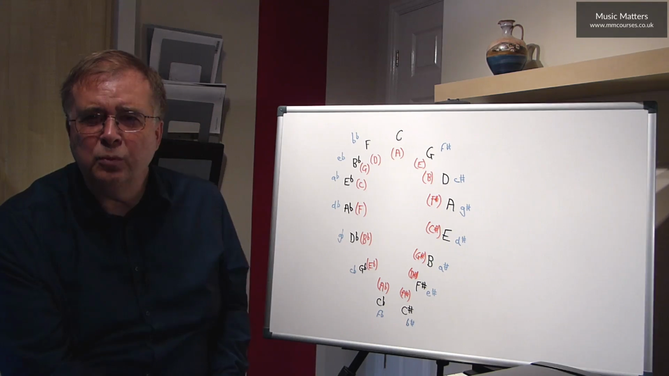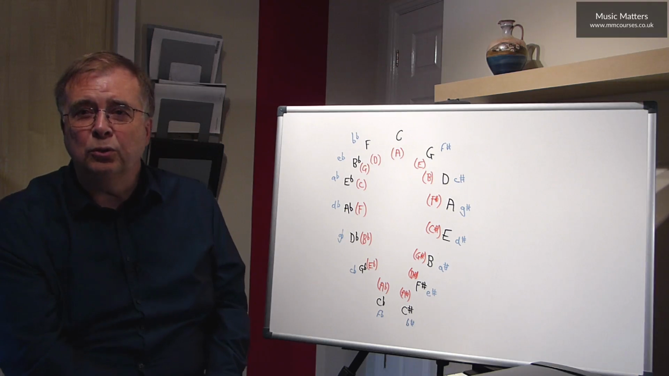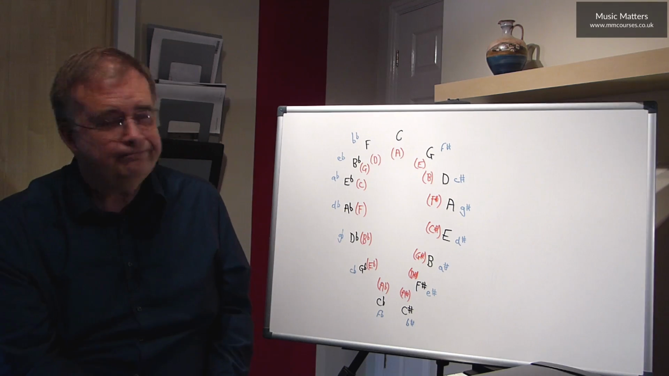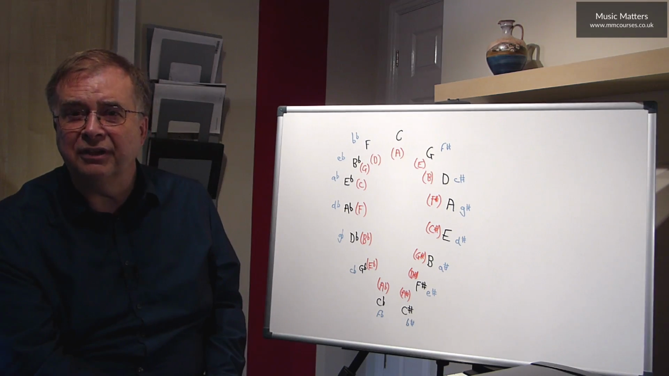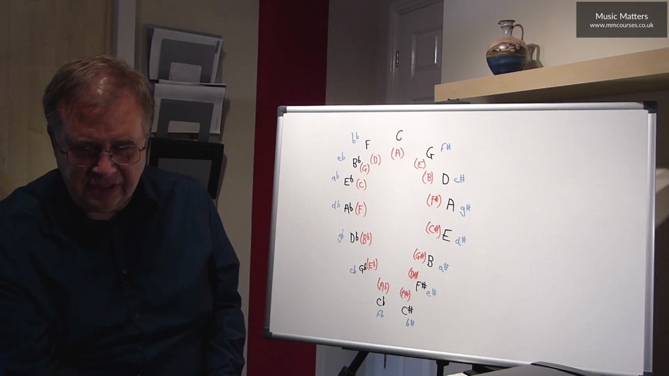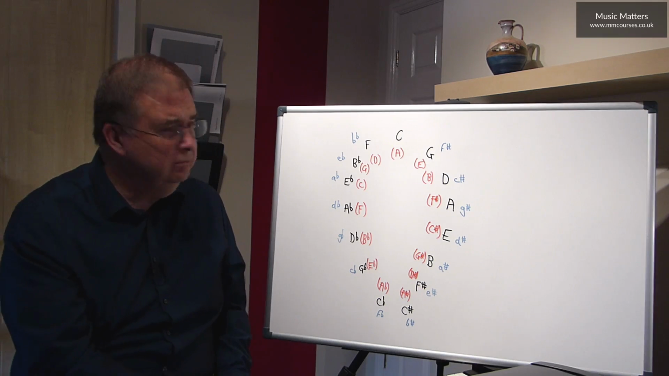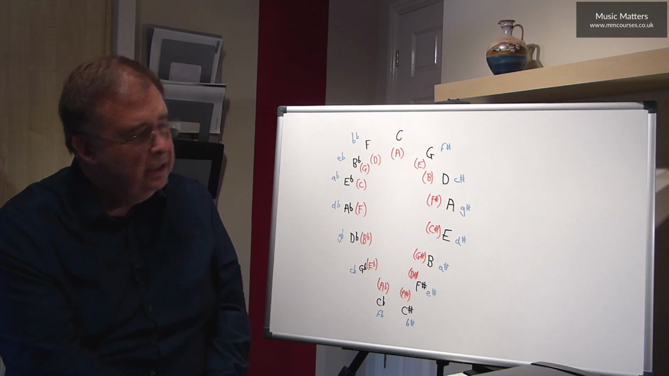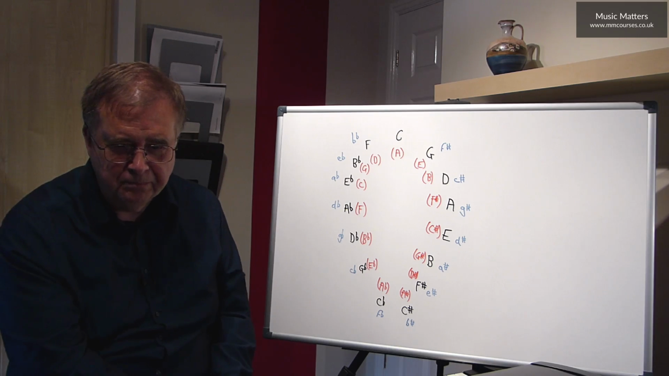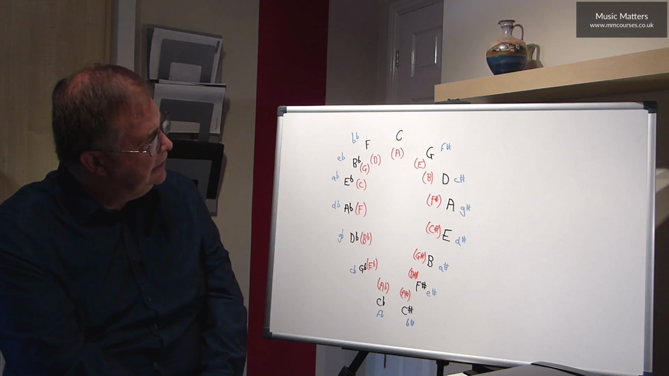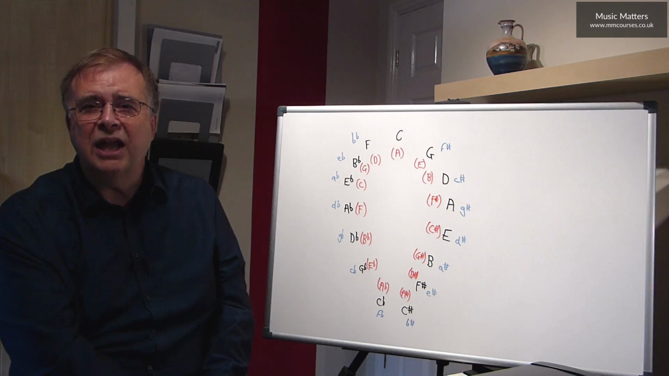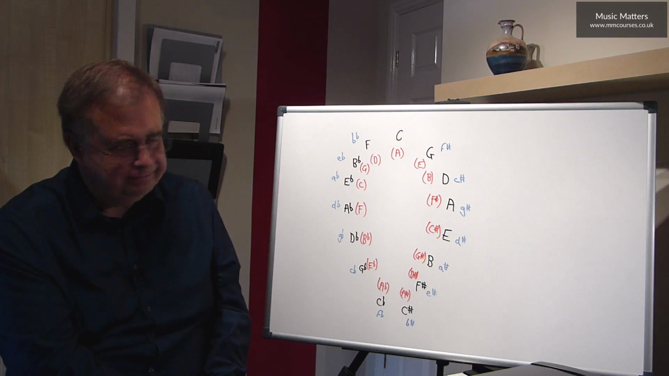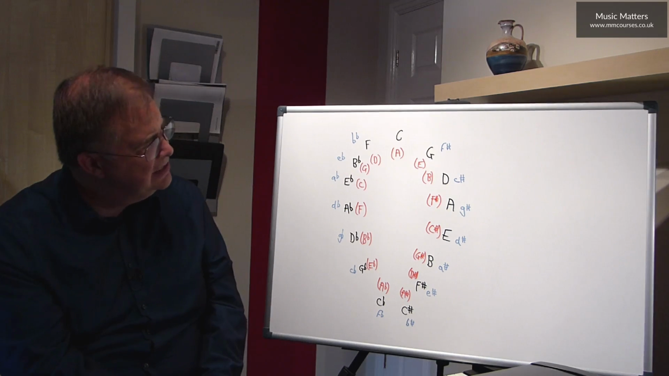So here's question 1. Why is this called the circle of fifths? I'll come back to the answers at the end. Question 2. Why does it contain 3 circles? Question 3. What is a relative key?